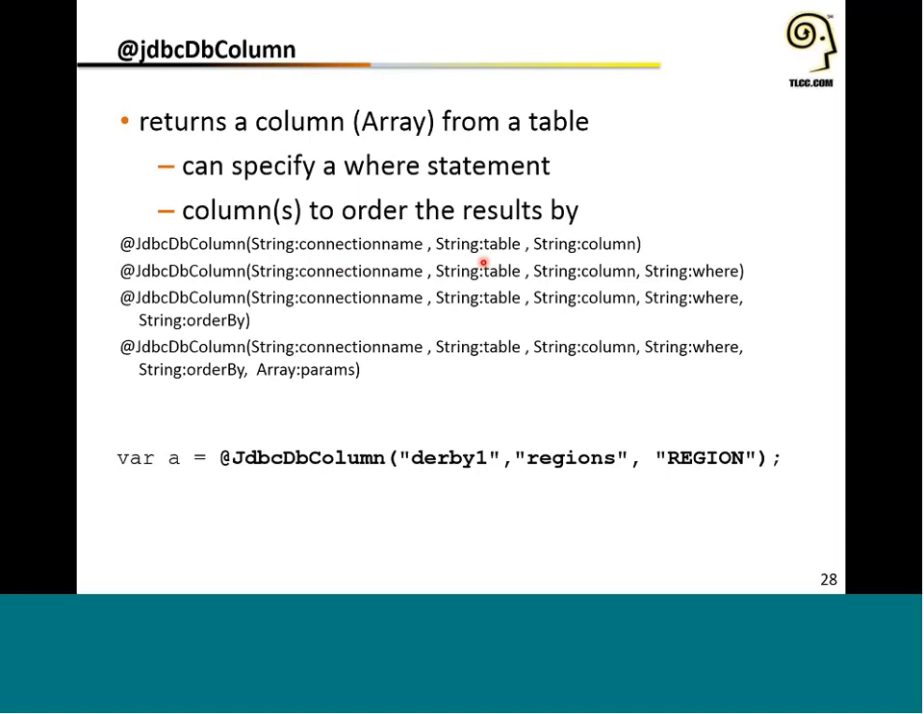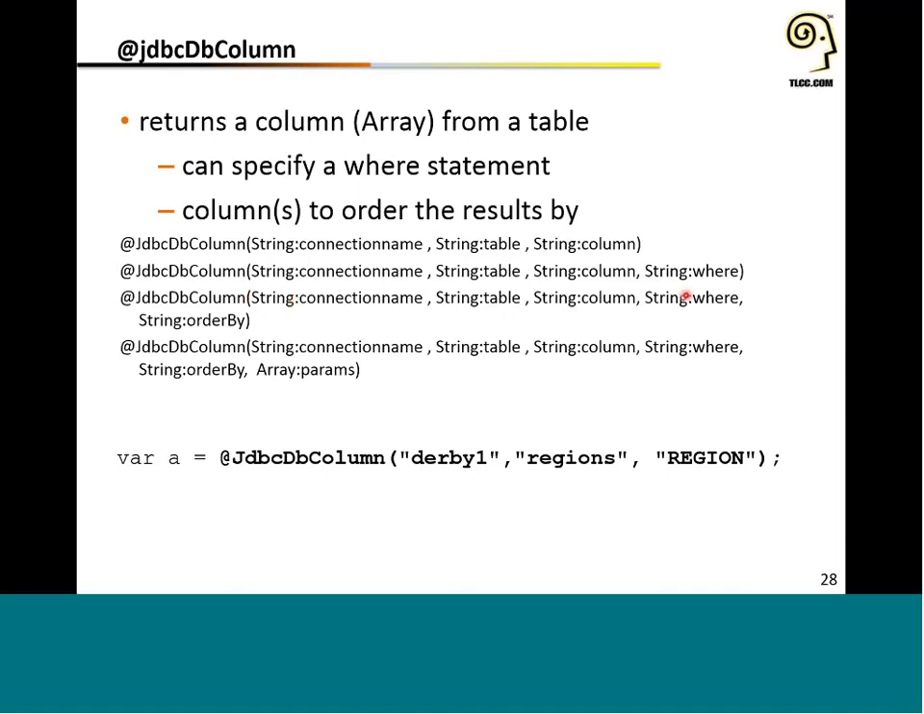Then you give it a table name, so the table you want to go to, and the column in that table you want to return. And it will return that whole column of data from that table. It's going to return it as an array. So then you can pass that to a combo box, you can loop through it, you can do whatever you want. Same with a standard @DB column.